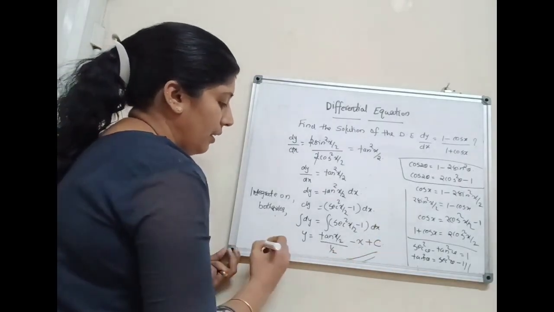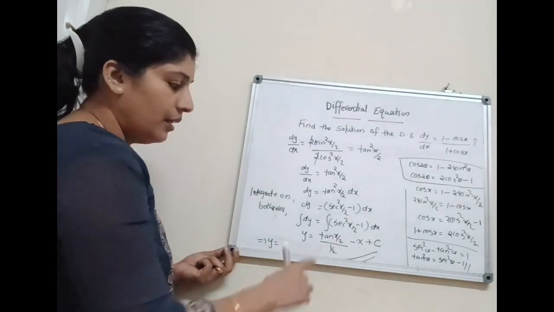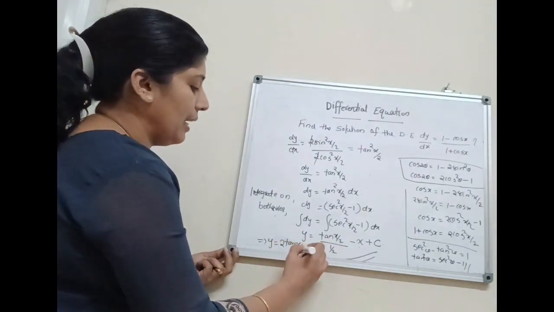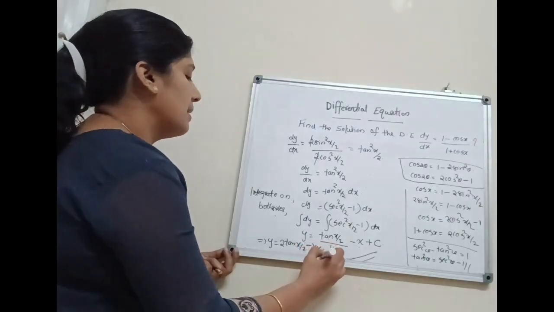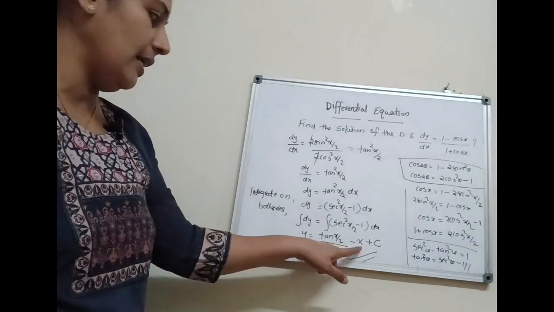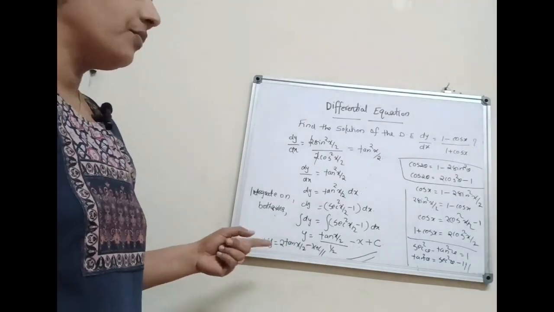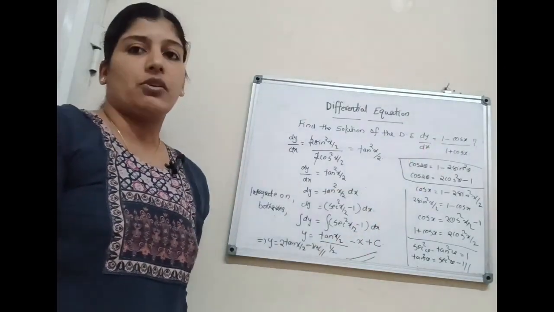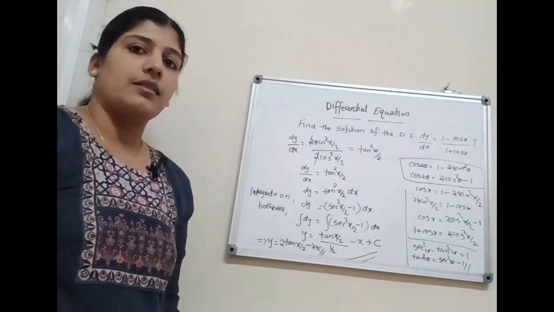That is y equal to what? 2 tan x by 2, 1 by 2. Then take as reciprocal. That is 2 tan x by 2 minus x plus c. Y equal to 2 tan x by 2 minus x plus c. This is the solution of the differential equation dy by dx equal to 1 minus cos x divided by 1 plus cos x.